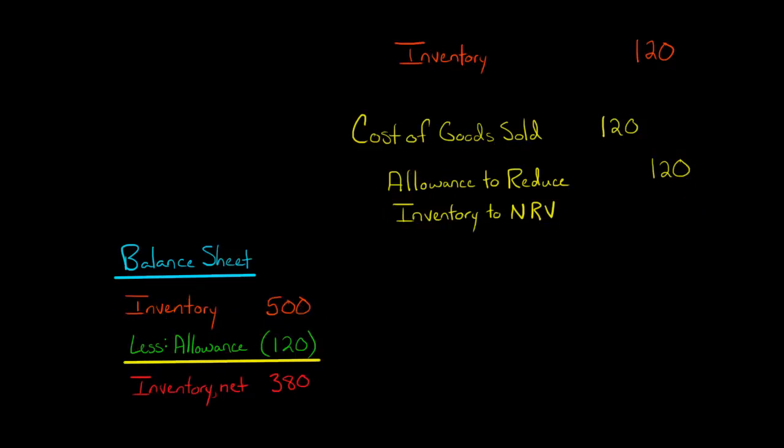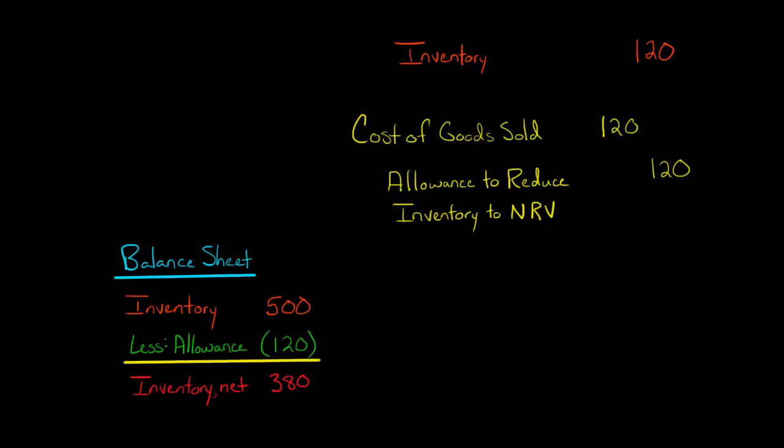Now, what are the benefits of doing this? Well, this makes it easier. You can clearly track. You don't have to mess with the original purchase price of the inventory, the original cost. The inventory still stays in your financial accounting records, your bookkeeping records, at its original cost of $500, and then you just track this allowance account.